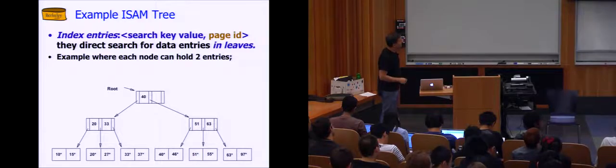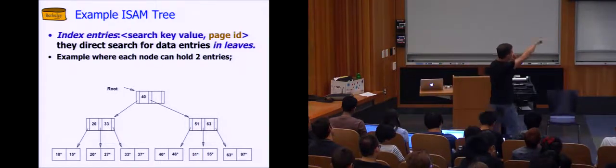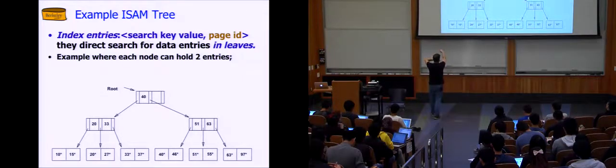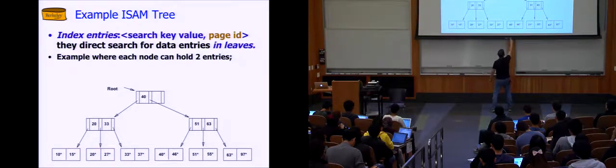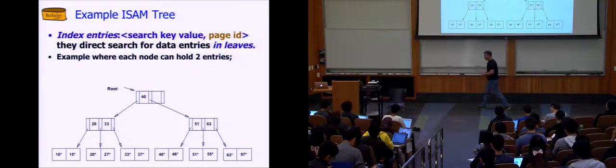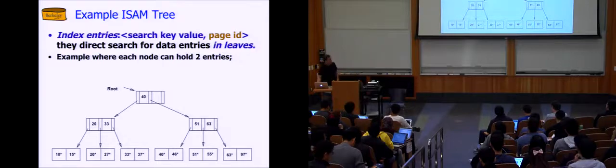So here's an example where each node can hold 2 entries, and you can see things that are less than 40 are to the left, things that are greater than 40 are to the right, and then recursively, less than 20 is over here, 20 or greater is here, 33 or greater is here, 40 or greater is here, 51 or greater is here, 63 or greater is here. And you can see how you would navigate this tree pretty directly from the root to the leaves to find a value.